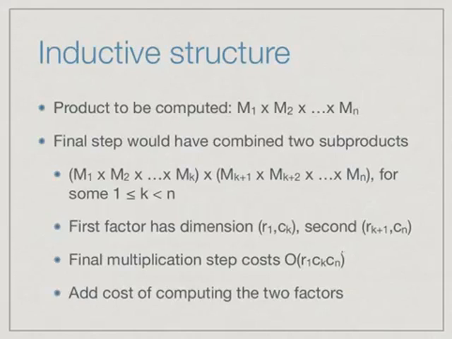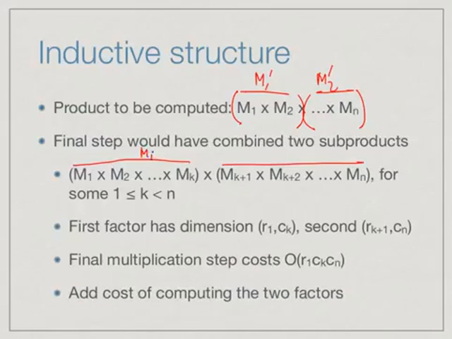So what is the inductive structure? Finally, when we do this, remember we can only do two at a time. So at the end, we must end with a multiplication which involves some group multiplied by some group. It must look like this. I must have this whole thing corresponding to some M1 prime, and this whole thing corresponding to M2 prime, and I'm finally multiplying M1 prime by M2 prime. In other words, M1 prime is, for some k, from M1 all the way up to Mk, and M2 prime is from Mk+1 up to Mn. And this k is somewhere between 1 and n.